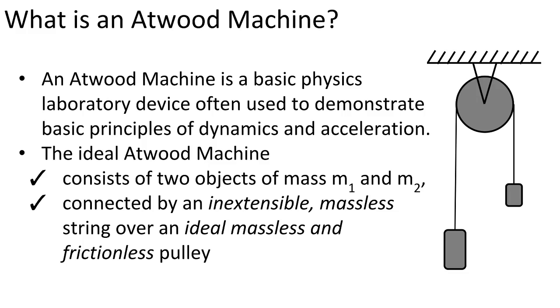So what is an Atwood machine? We first have to recognize that an Atwood machine is a basic physics laboratory device used to demonstrate principles of dynamics and acceleration. The diagram on the right is an example of an Atwood machine. It typically consists of two objects of mass, connected by a string over a pulley. For simplistic purposes, since we do not want to calculate the torque of the pulley and any other unnecessary calculations, we're going to say that the string is inextensible and massless, and the pulley is massless and frictionless.